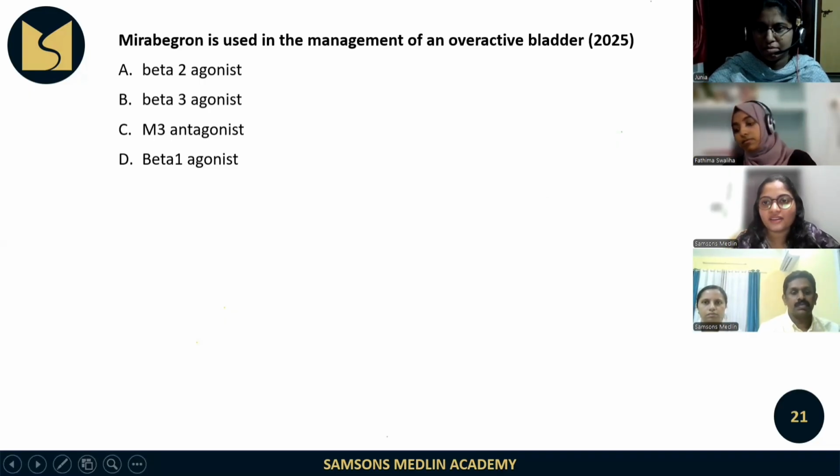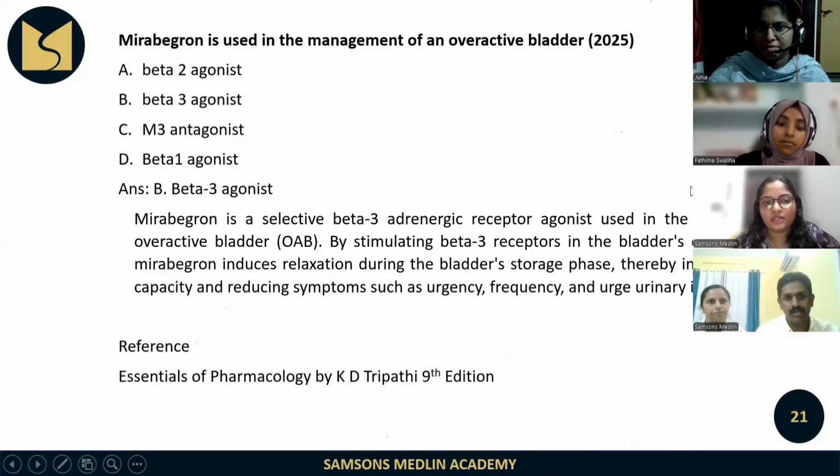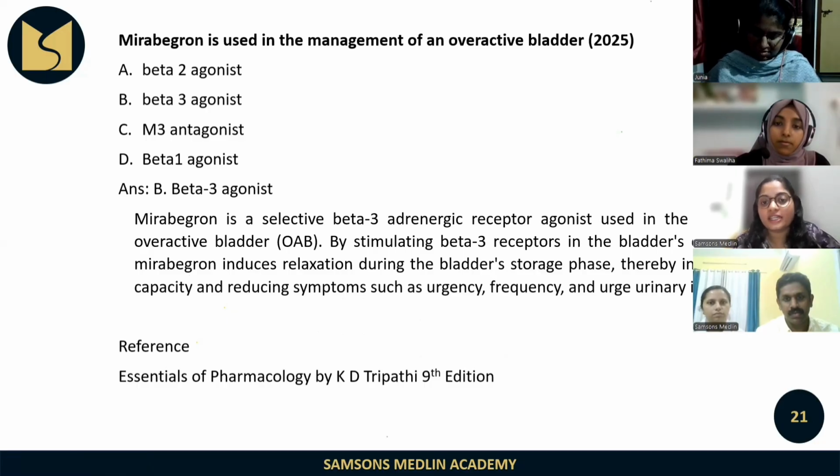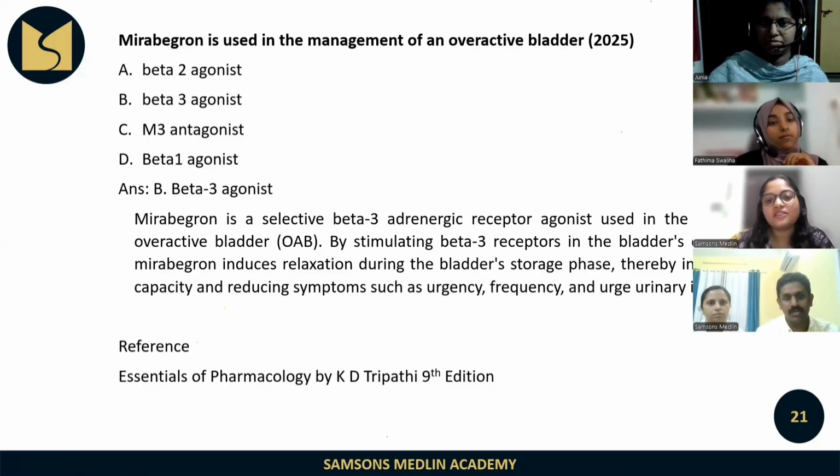This is actually a new drug. It has been included in the latest edition, the 9th edition of Tripathi. So the answer is that it is a beta-3 agonist. Mirabegron is actually an approved first-line drug for treating an overactive bladder. In your bladder, you have different muscles, right? You have a detrusor muscle, and this beta-3 receptor is present on your detrusor muscle.